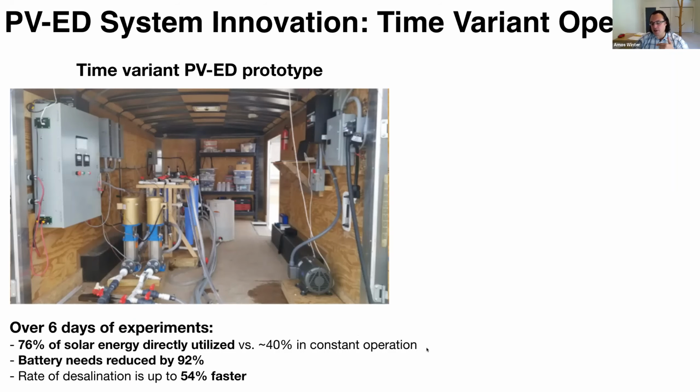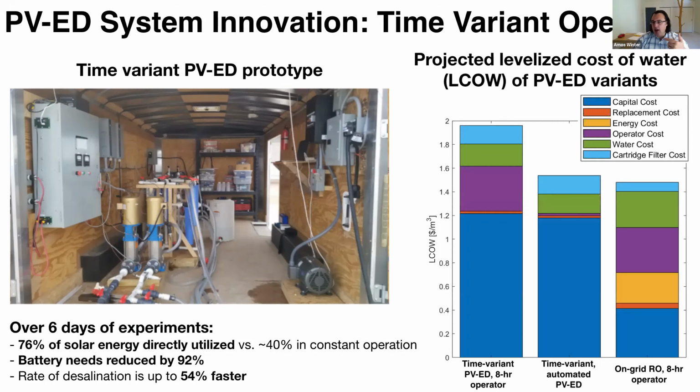So big, big advantages. And what this boils down to, in terms of my overview of this presentation on reducing costs, is that all of these innovations together can enable us to drastically reduce the cost of a PV-ED system. This is showing levelized cost of water composed of all the major cost components. This is a fully optimized time-varying system if we have an operator operating it for 8 hours a day. But the operator cost is actually one of the most sensitive variables in the system, so there's no reason we can't just do an automated system.